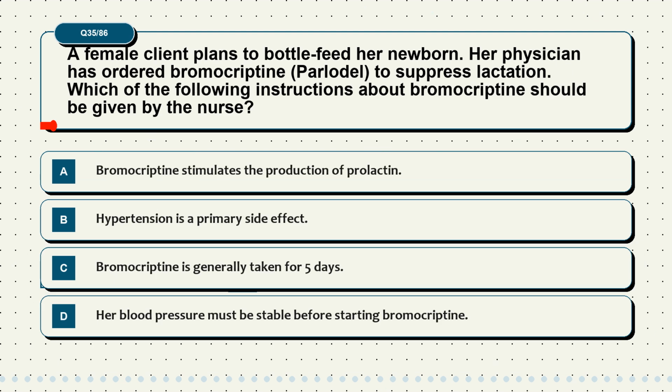Question 35. A female client plans to bottle feed her newborn. Her physician has ordered bromocriptine (Parlodel) to suppress lactation. Which of the following instructions about bromocriptine should be given by the nurse? Here are the options. Option A. Bromocriptine stimulates the production of prolactin. Option B. Hypertension is a primary side effect. Option C. Bromocriptine is generally taken for 5 days. Option D. Her blood pressure must be stable before starting bromocriptine.